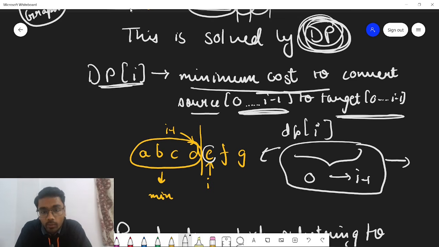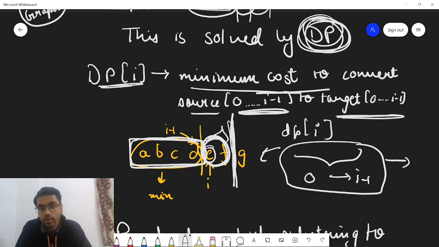If we are at this particular index I, let's say we are choosing this substring EF. First of all, we need the minimum cost to convert this substring to the target substring, and to compute the final answer we also need the answer for this part. What is the minimum cost till here? Then we can add these two parts. The substring cost will be given by the Floyd Warshall algorithm, but the previous part, what is the minimum, will be given by DP.